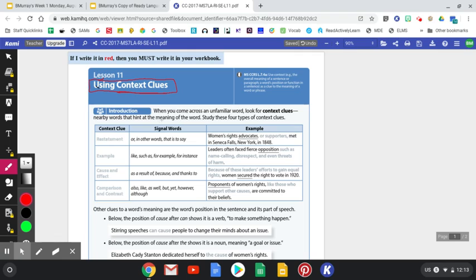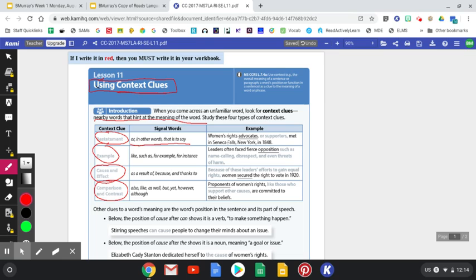And our introduction down here tells us that when you come across an unfamiliar word, you look for context clues, which is the nearby words that hint at the meaning of the word. We have four types of context clues that we're looking for in seventh grade: restatement, example, cause and effect, and comparison and contrast. When we look for restatement, we're looking for the key words or signal words: or, in other words, that is to say.